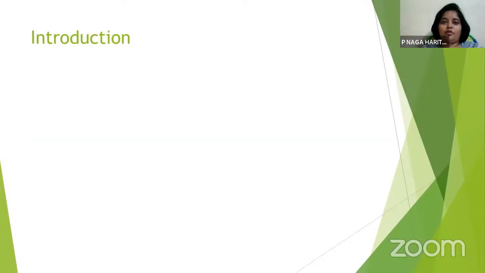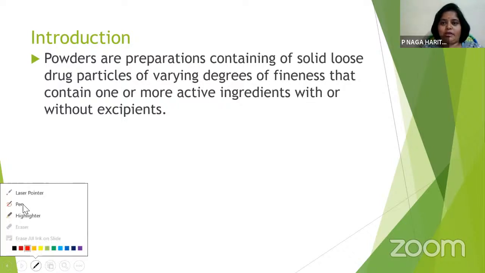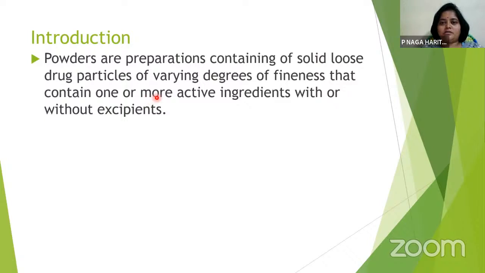So coming to the introduction of today's topic. These powders are nothing but the preparations which consist of solid loose particles. Okay, so it consists of solid loose drug particles of varying degrees of fineness. Here the fineness is nothing but the particle size, whether they are coarse particles or fine particles. How do you differentiate coarse particles and fine particles? It depends upon the sieve number through which the particles pass. Okay, so varying degrees of fineness, which contain one or more active ingredients with or without excipients.